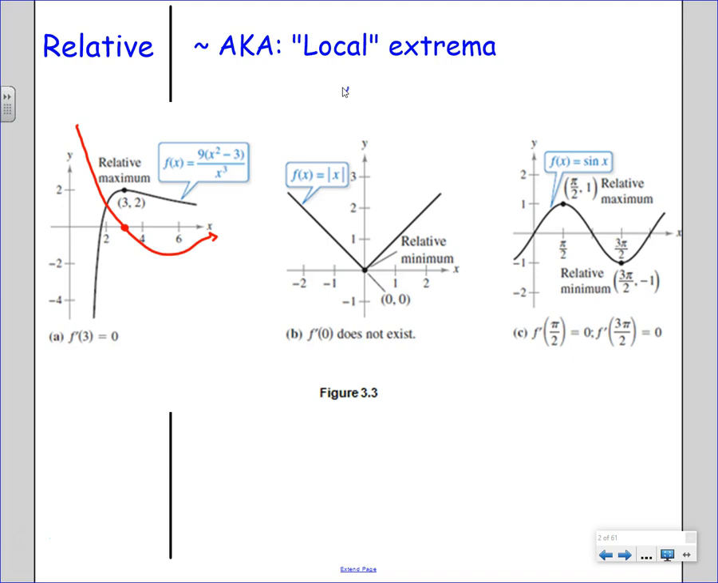Anyway, long story short, how do you see the relative maximum on the graph of the derivative? The relative max is a 0 where f prime changes from positive to negative. I have a relative max at x equals 3 since f prime of 3 equals 0.